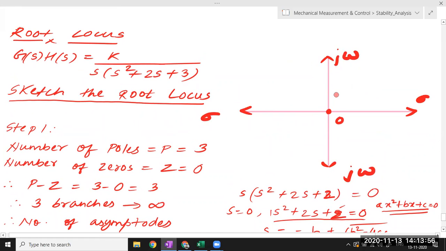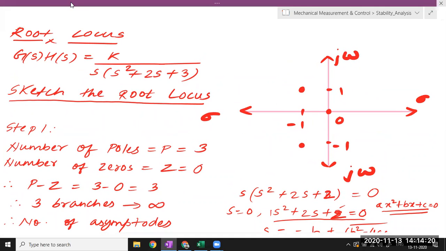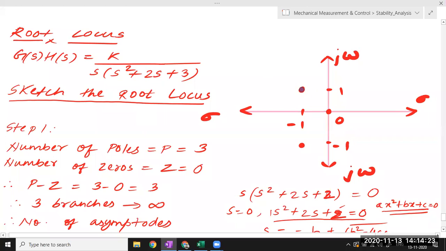Okay, now what is the root? Minus 1 plus j. So minus 1 will be here. Minus 1 plus j means plus 1 point j here. Then minus 1 minus j, the point will be here. Is everyone okay? Yes, sir. So what are the three main points that we have got? One of the points is this, one is this, and one is this. These are the roots of the poles.